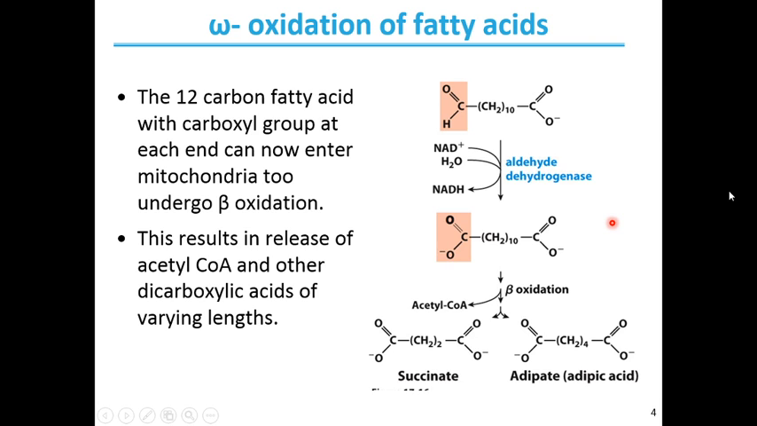Remember, a fatty acid molecule that is less than 14 carbon atoms can enter the mitochondrion without the help of carnitine or carnitine acyltransferase. Once it undergoes beta oxidation, it results in the formation of acetyl-CoA and other dicarboxylic acids of varying lengths. The length could depend on what the original length of the molecule that enters the mitochondrion is. Succinate, one of the products, a 4-carbon dicarboxylate, can enter the citric acid cycle and undergo oxidation as a fuel.